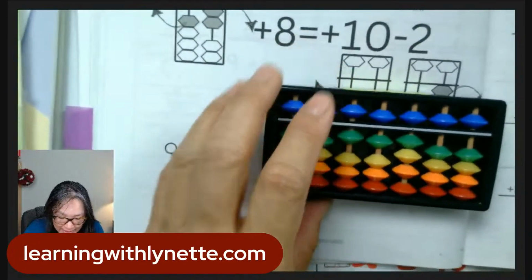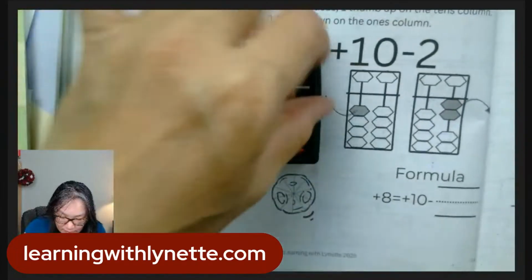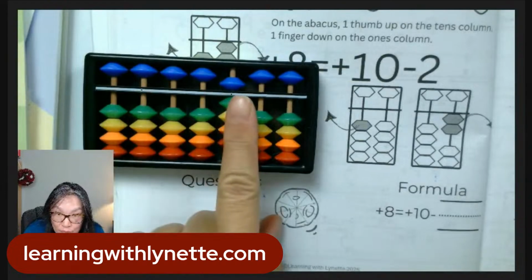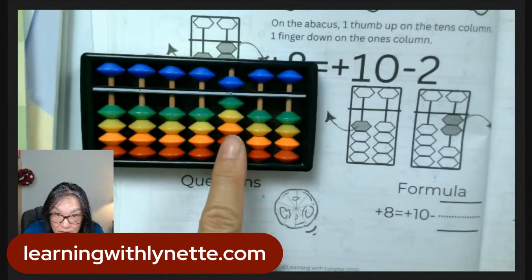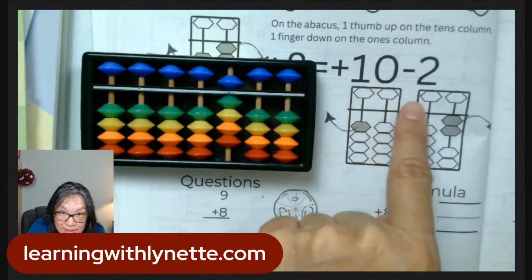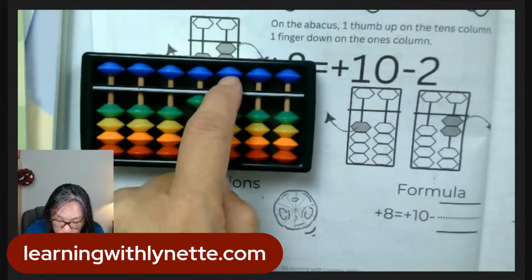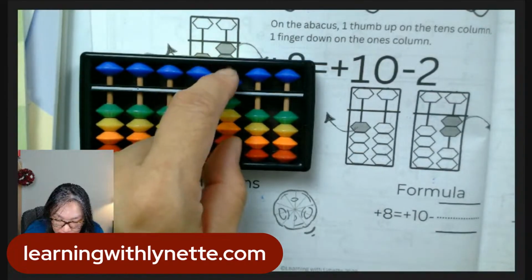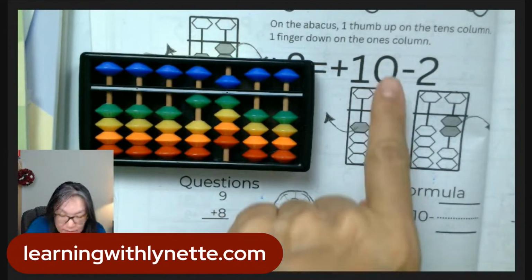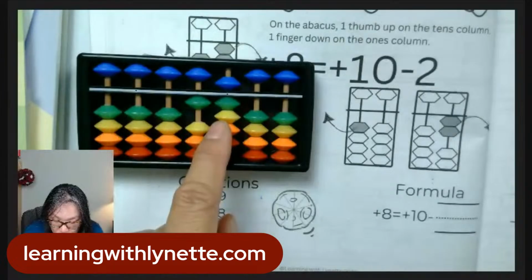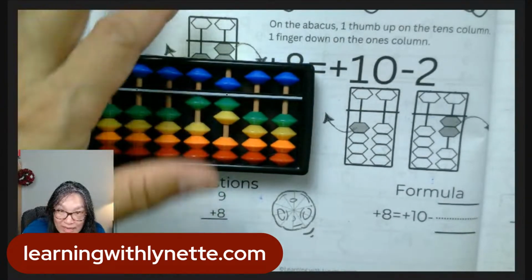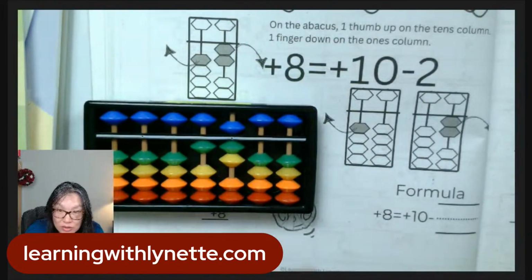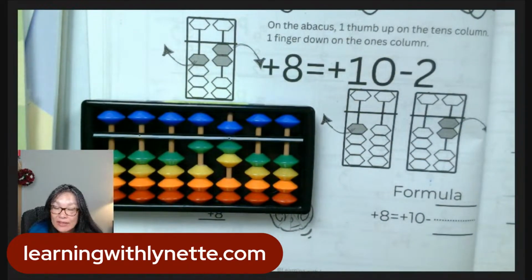Well, if I have my question 9, and I notice I don't have any more beads to add the 8 in this column, what do I do? I need to plus the 10. Remember when I said 10 was 0 and 1? That's what we're doing. We're adding a 1 and a 0. That's what 10 looks like. So we have plus the 10, and then we take away the 2. All we need to do is remove the 2. Why? Because when we add the 8, it makes a 10, so adding the 10 is too much. We have to minus the 2. So my final answer is 17.